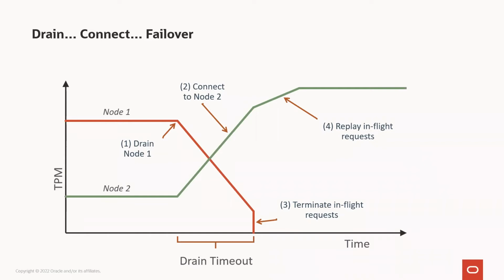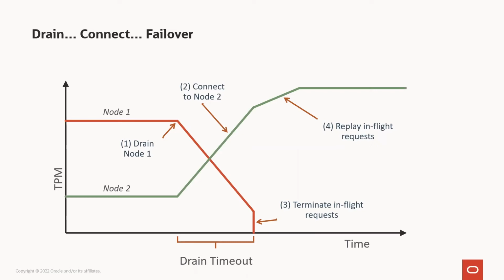So at the end of the drain timeout, if we specified it a bit shorter than some of the database requests require, then we're going to basically terminate the database instance at that point, resulting in errors or exceptions being returned to the users. Maybe that's not what you want, right? So that's where application continuity comes in. And number 4 is that, in fact, application continuity.